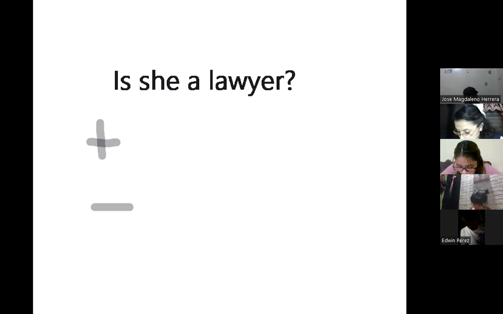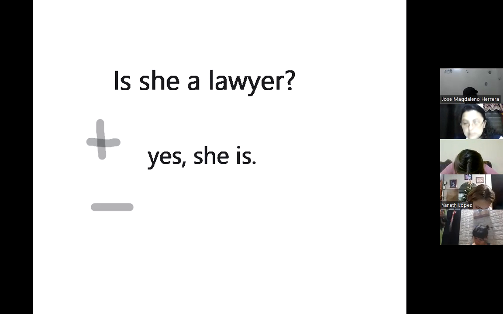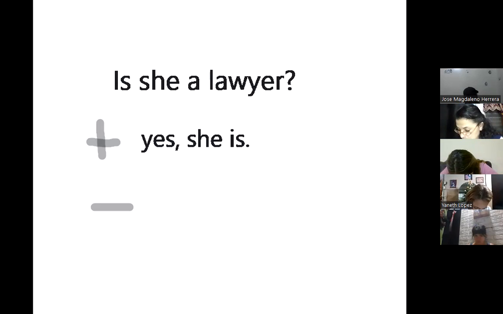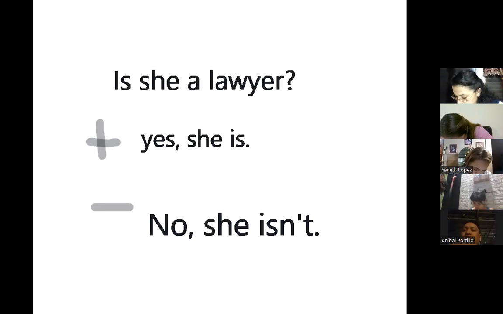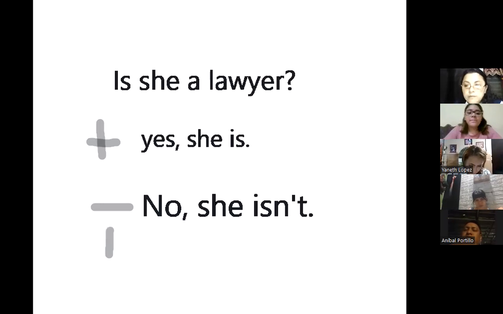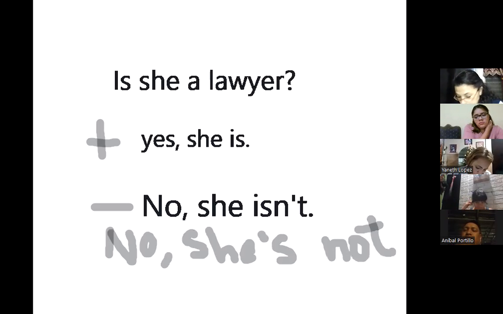Next, she is a lawyer. Question. Is she a lawyer? Affirmative answer. No, she isn't. Tenemos dos opciones aquí. Podemos decir no, she isn't. ¿Y cuál sería la otra opción? No, she's not. Dos opciones. No, she isn't es mucho más común, o también podemos decir, no, she's not. No hay ningún problema.